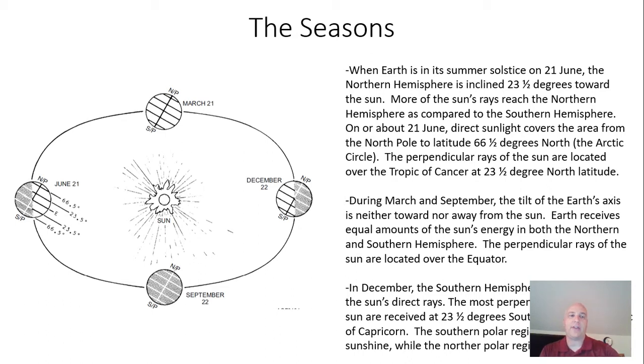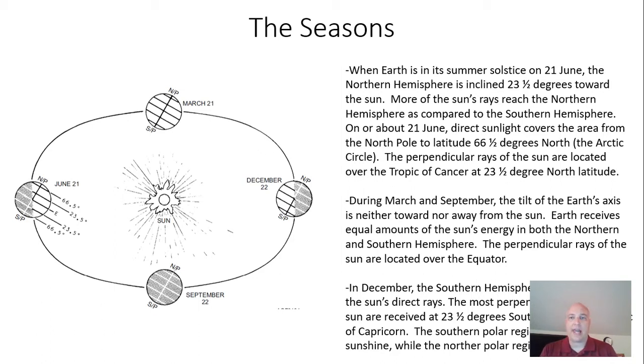If you look at the graphic on the left, you'll notice the different numbers there: 66.5 degrees north, 23.5 degrees north, E stands for equator, and then 23.5 degrees south and 66.5 degrees south. The graphic at June 21st shows you that the northern hemisphere, the North Pole, is tilted towards the sun. And this is the first day of summer in the northern hemisphere. You'll notice the southern hemisphere is pointed away from the sun on June 21st. So for southern hemisphere locations, that's the first day of winter.